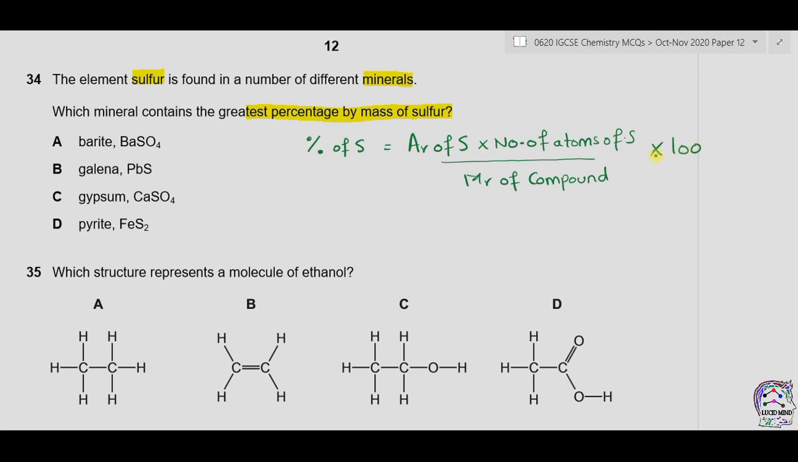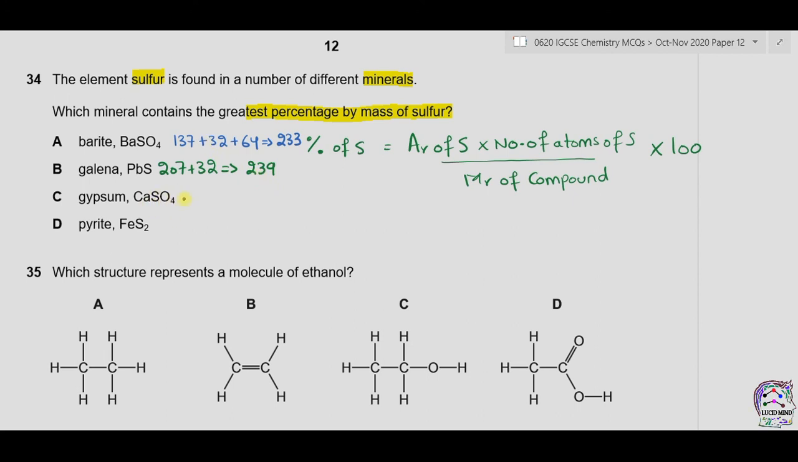Let's calculate the Mr. For A we have barium, sulfur and 4 oxygen atoms. So the molecular mass is 137 for 1 barium, 32 for 1 sulfur, and as it is 16 for 1 oxygen, for 4 oxygen it will become 64. So it is 233. For B, we have 1 lead and 1 sulfur. The atomic mass of lead is 207, while for sulfur it is 32. So it comes equal to 239.